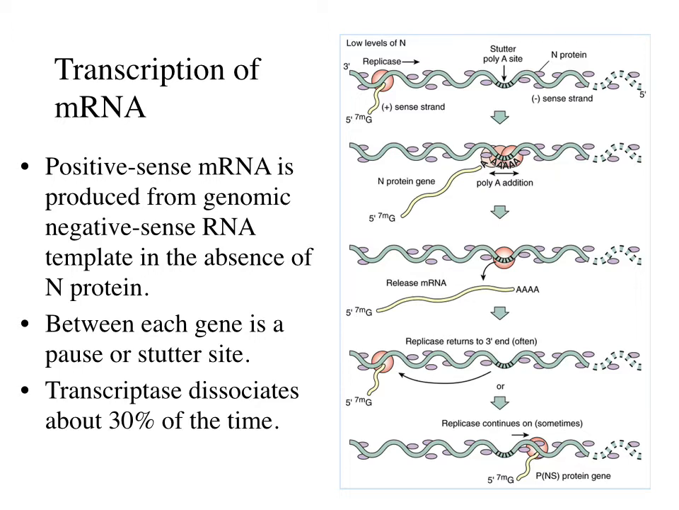The result of this is that there's about a 30% chance of the transcriptase falling off the template between transcripts. Each messenger RNA is about 30% less abundant than the predecessor. This attenuation appears to be important for the regulation of the virus life cycle, so that the mRNAs for proteins needed in most abundance are produced in greatest abundance.